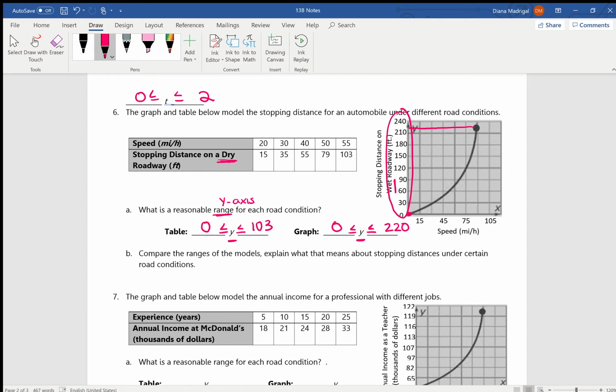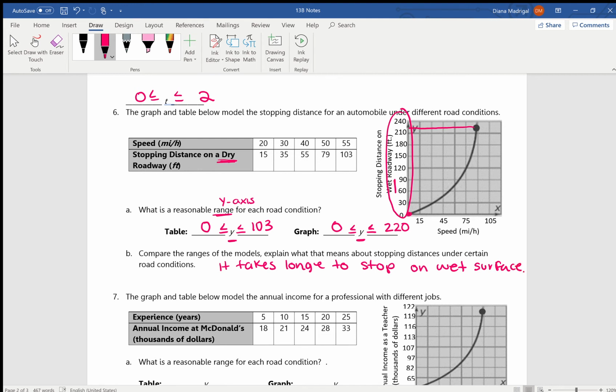Well, based on the table and on the graph, it takes longer to stop on wet conditions or a wet surface.